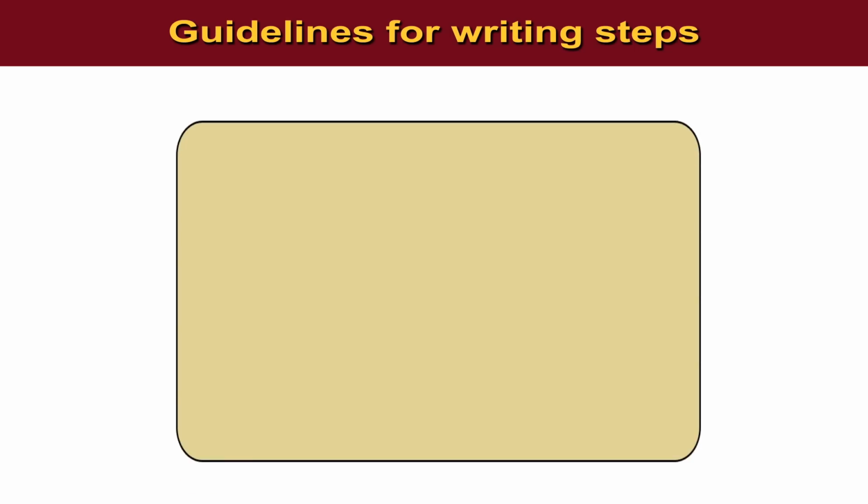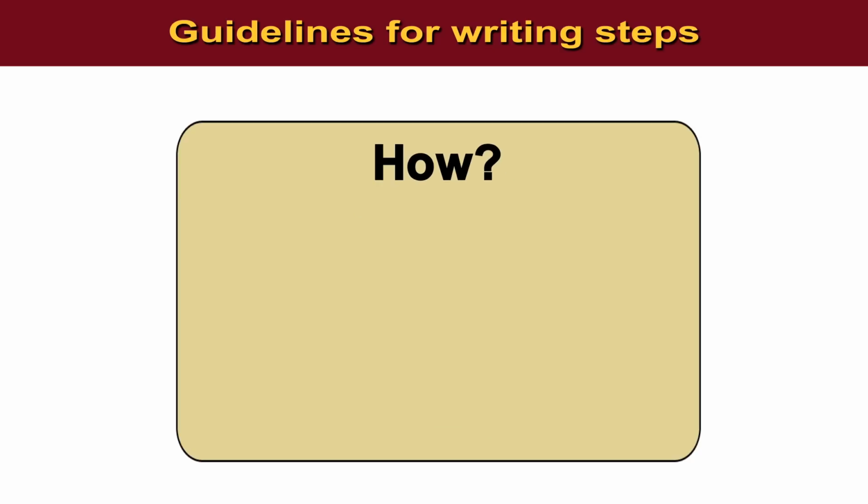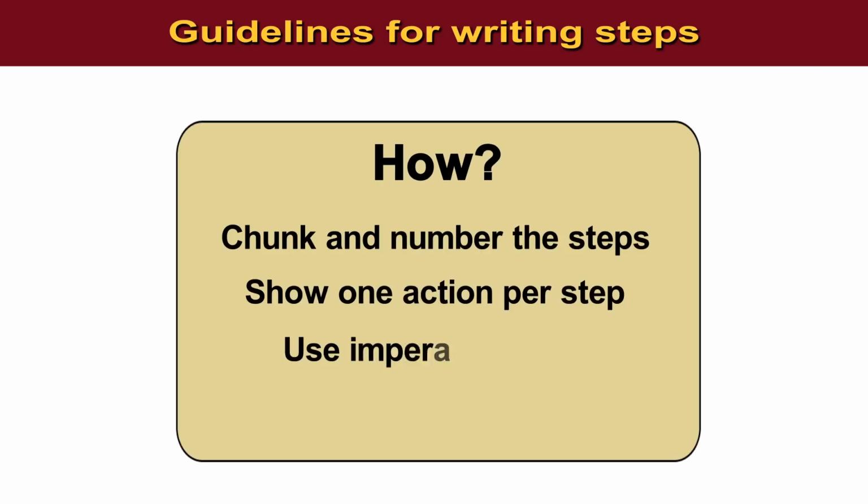Our focus will be on the following tasks: review the finished product, list the parts and materials needed, and construct one major step with minor steps for this procedure. A question we may ask is how? Guidelines you want to use for your written tasks are to chunk and number the steps, to show only one action per step, to use the active or what we refer to as imperative voice, and to use text and visual integration.